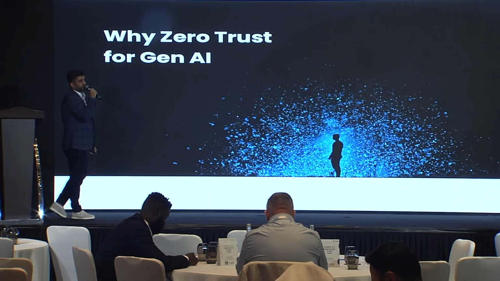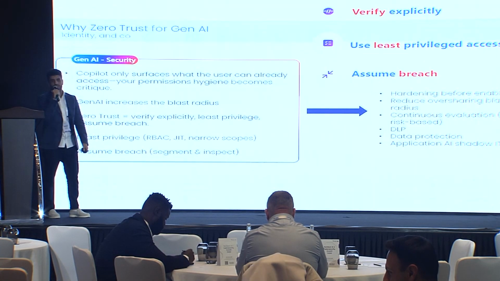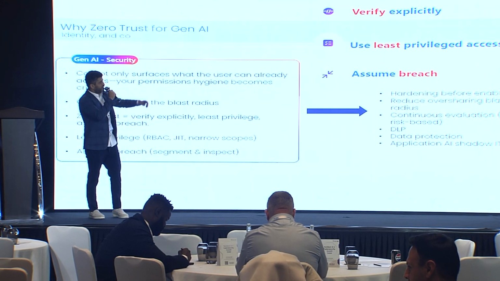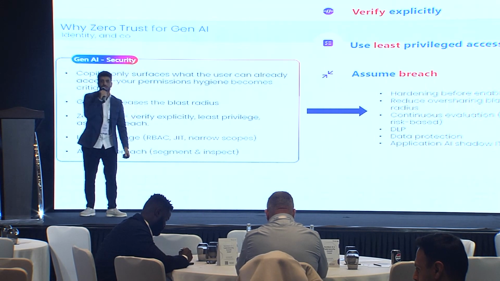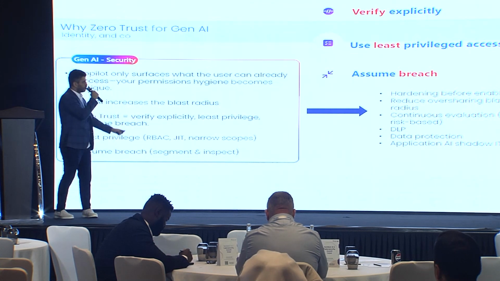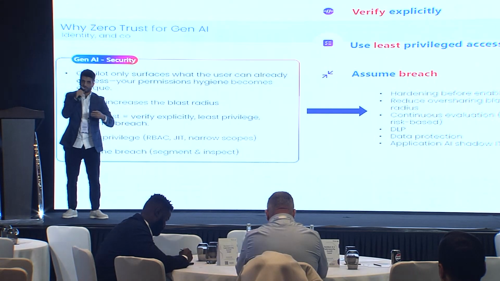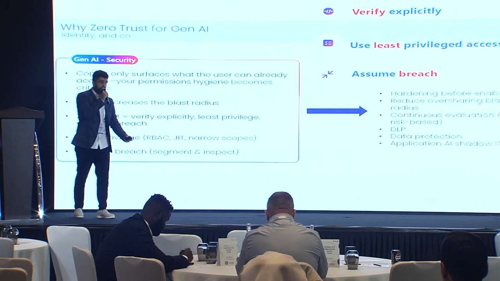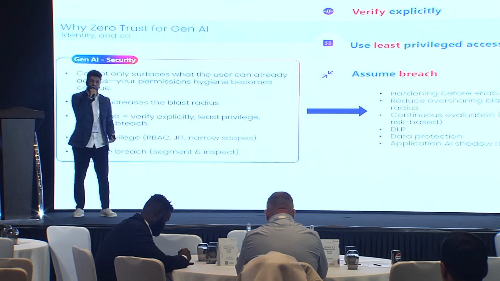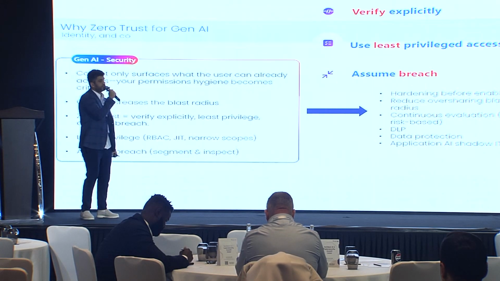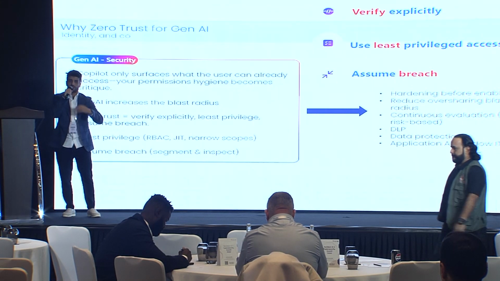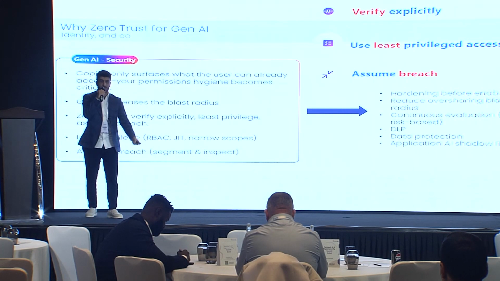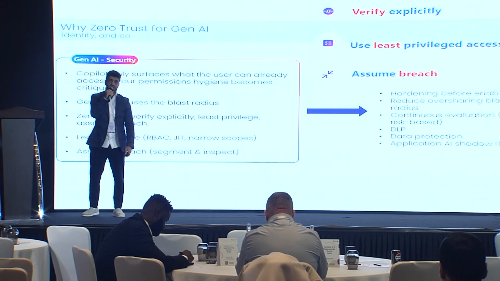So, why zero trust for the Gen AI? As you can see, zero trust is based on 3 classic pillars: verify explicitly, least privilege, and assume breach. Okay? So for any platform, for any Gen AI integration to my system, I have to do the hardening before enabling. I have to reduce the attack surface, and I have to do continuous evaluation. So this is the continuous security evaluation. And I need to protect my data through DLP and through application AI shadow IT.